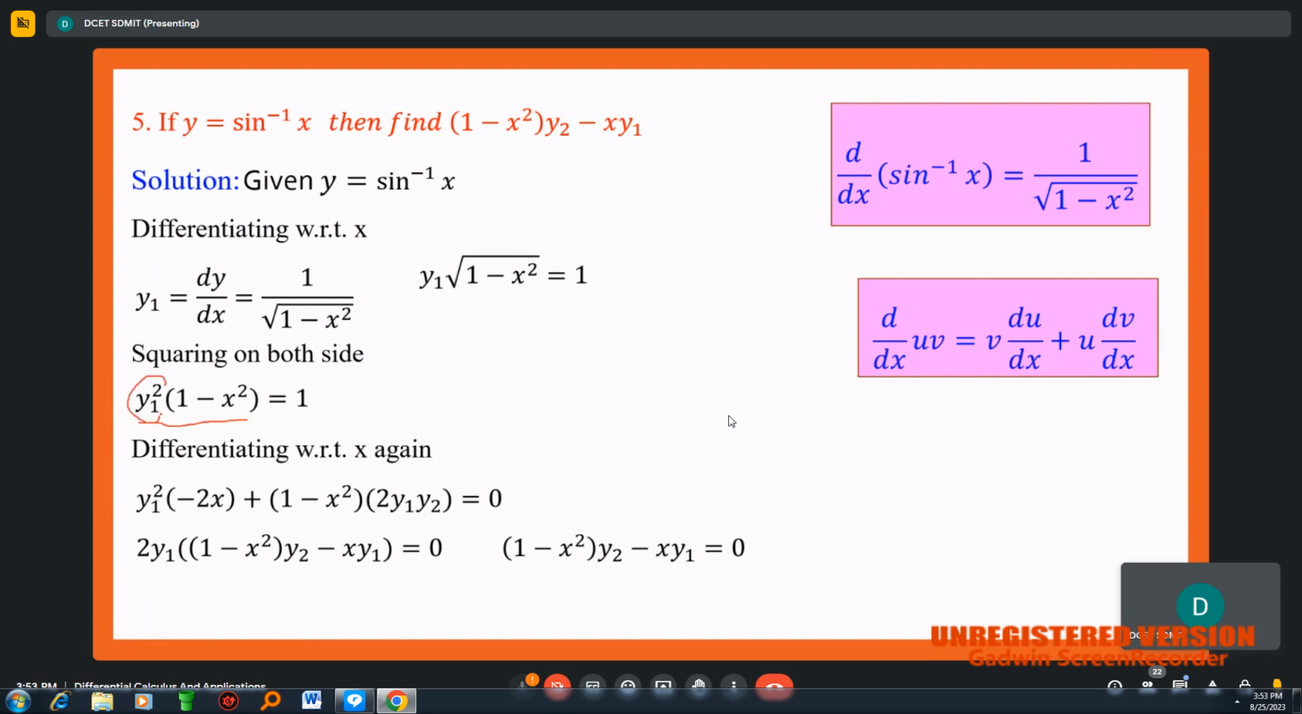Keeping y1 square as a constant, differentiation of 1 minus x square. The differentiation of 1 is 0, minus what is the differentiation of x square by the power rule? x square is 2x. Plus, now the second term, 1 minus x square, keeping it as a constant, differentiation of y1 square. The differentiation of y1 square is 2 into y1 into again the differentiation of y1, which is y2. Then we get 2 into y1 into y2 equal to 0.